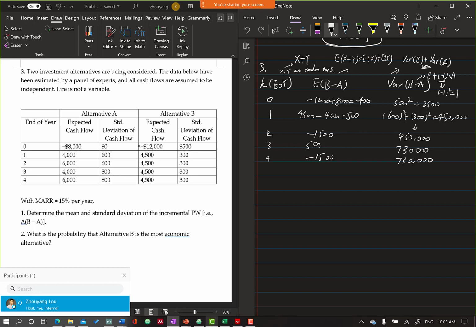And we have all the ingredients ready. The next step is we need to convert the expectation and variance to the present worth. So let's do the expectation, the mean, first. Then it's just converting those year by year. First year, it's fine.